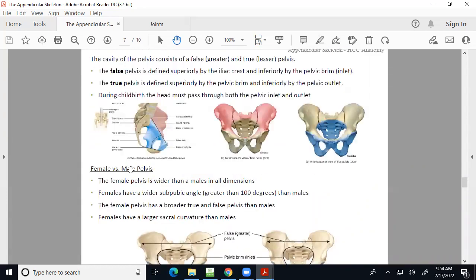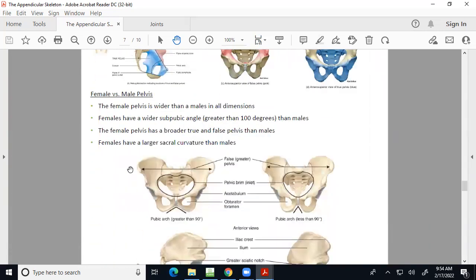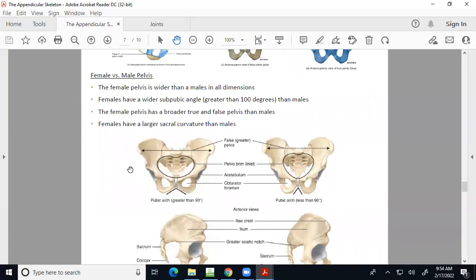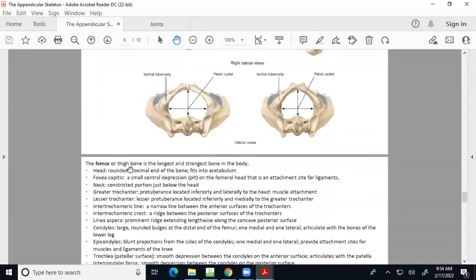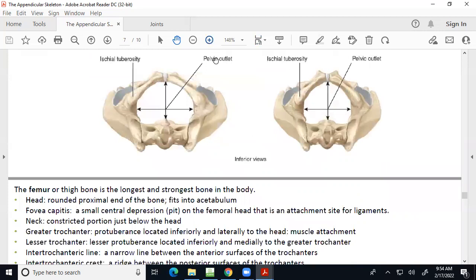Okay, as far as the pictures go, don't worry about it. You've got enough to worry about as far as pictures go. So just know the information on this slide. All right.